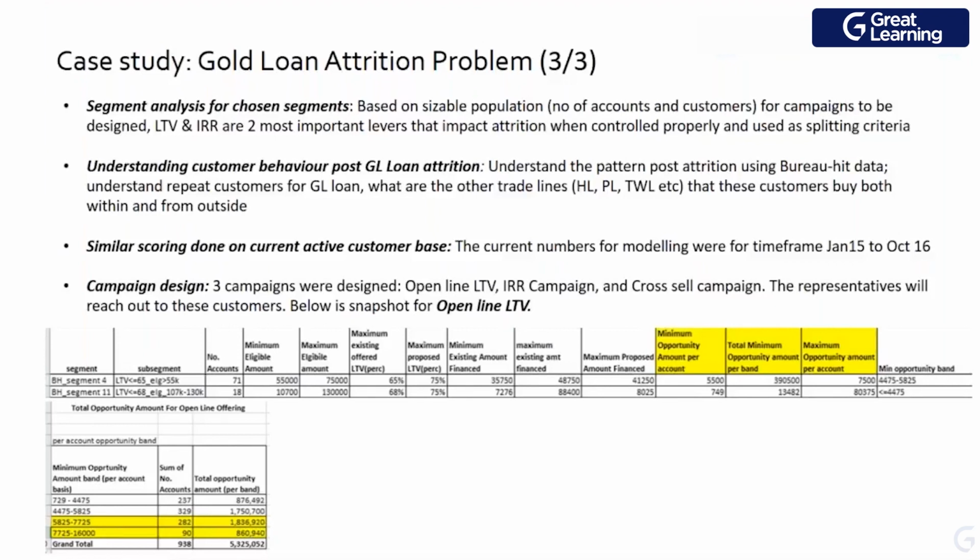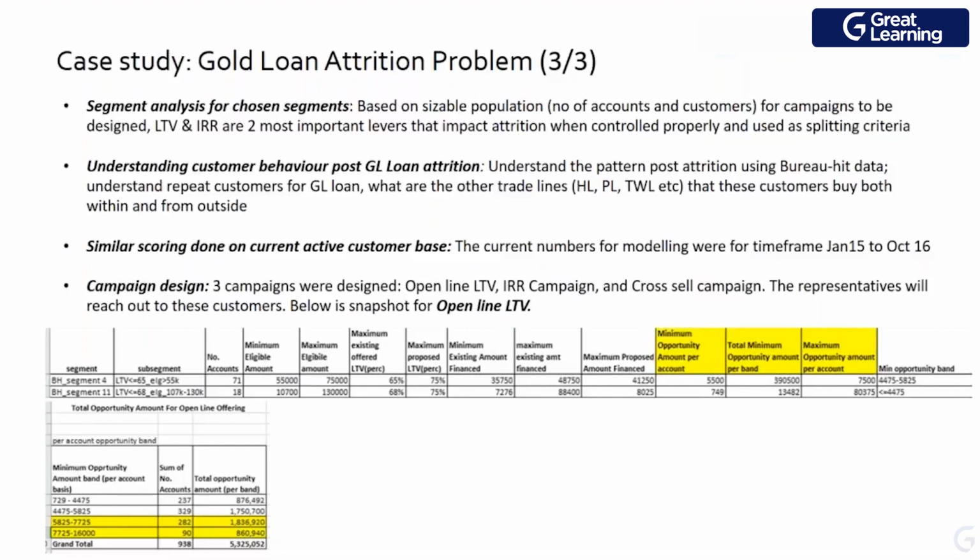The logic is different for each of these 3. I have just given it for open line LTV. So if you see here, this is the segment which we have chosen. BH means bureau head, segment number 4. What is the sub-segment? They currently have an LTV of less than or equal to 65, and their eligible amount is greater than 55,000. We chose this because their eligible amount is greater than 55,000, but currently we are giving them less than or equal to 65, so it can probably be 30 or 40. There is a huge margin to upscale them. The number of accounts we currently have is 71.